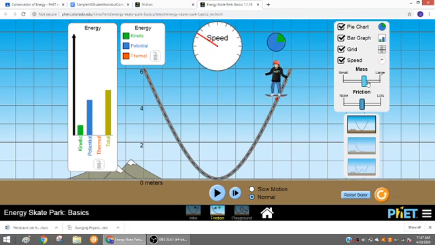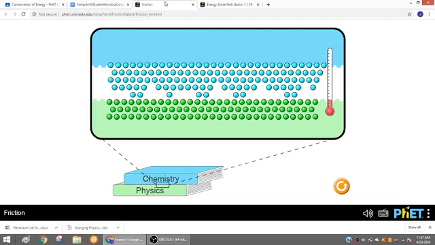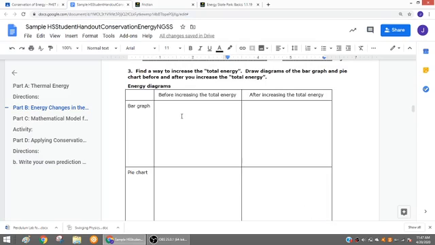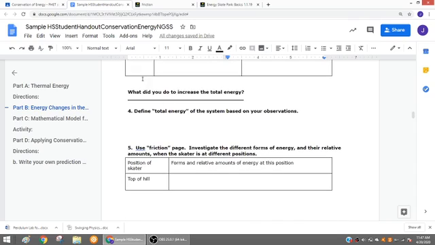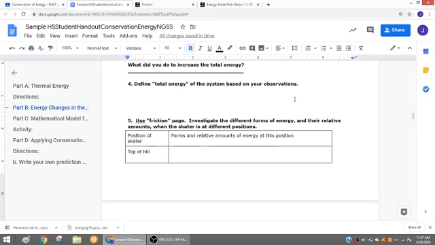Could you do something else like increase the mass? Let's see here. So back to the handout. Draw diagrams of the bar graph. So you're going to be taking pictures of these and inserting them here before and after increasing the total energy. What did you do? You need to explain that here. Define the total energy of the system based on your observations. So describe the relationships that made up the total energy in your tinkering.